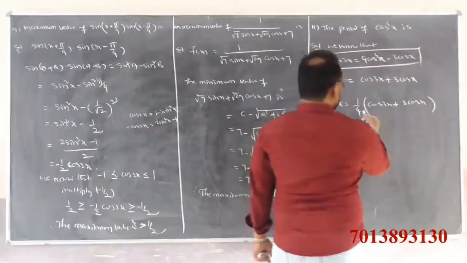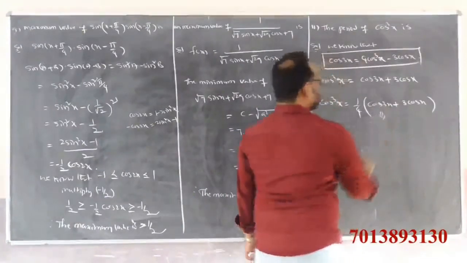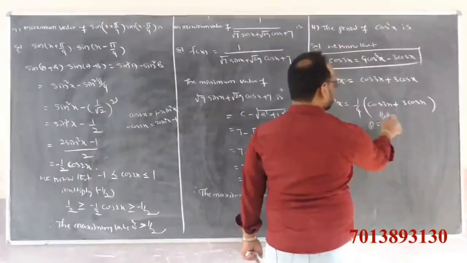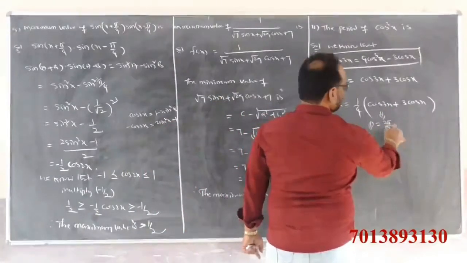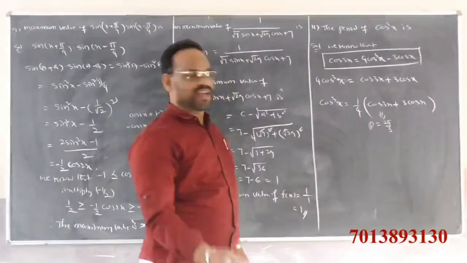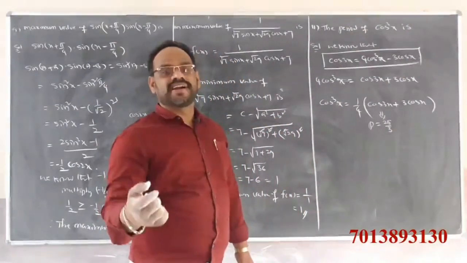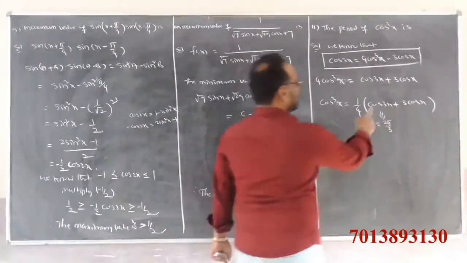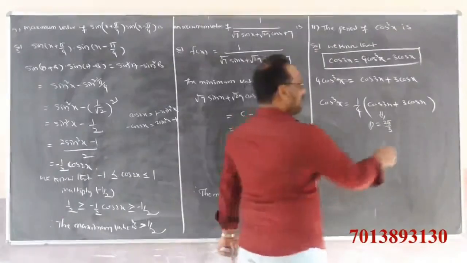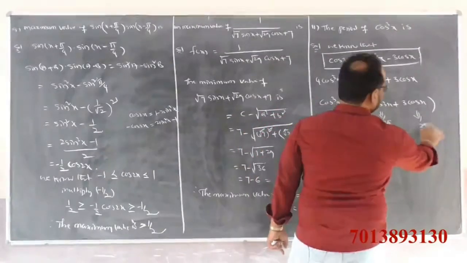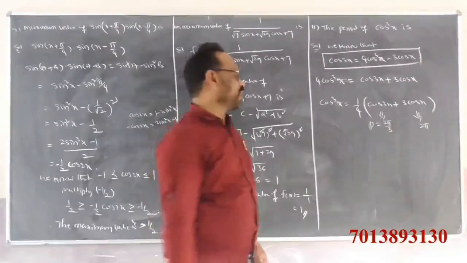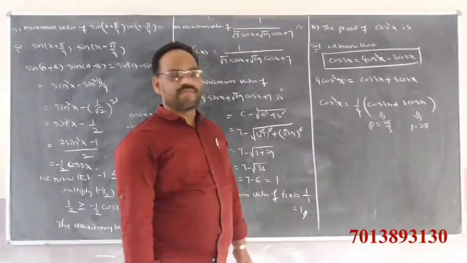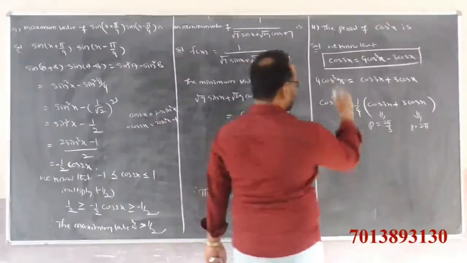Observe here, leave this one. What is the period of cos 3x? The period of cos 3x is clearly 2 pi by mod 3, that is 2 pi by 3. Already we know that the period of cos ax is 2 pi by mod a. So cos 3x period is 2 pi by 3. And cos x period is clearly 2 pi. So we want the period of cos cube x.